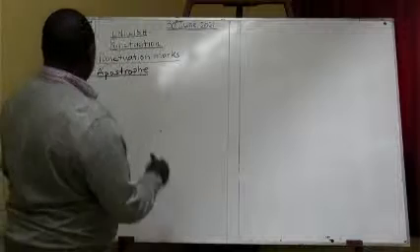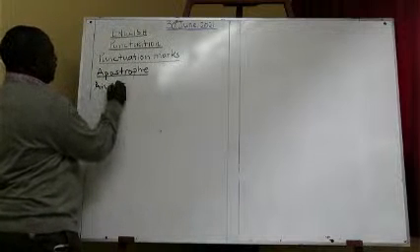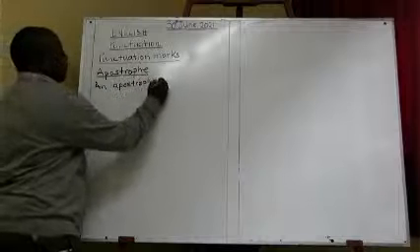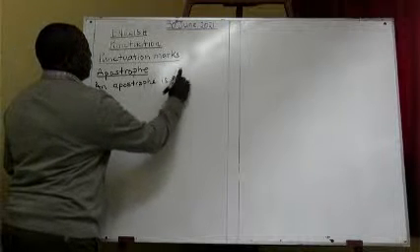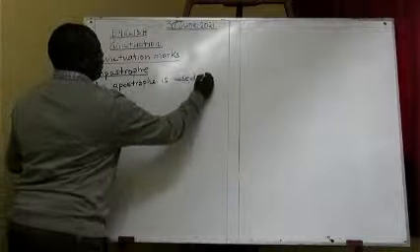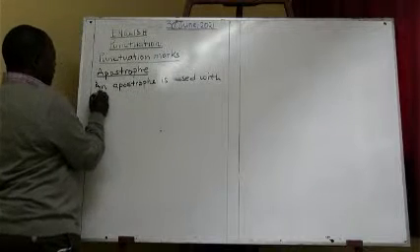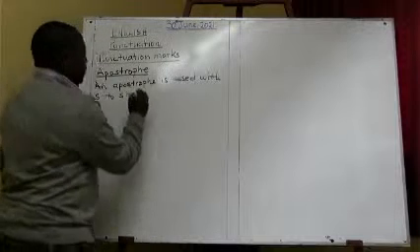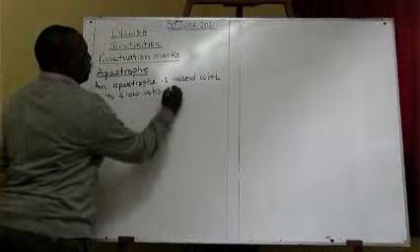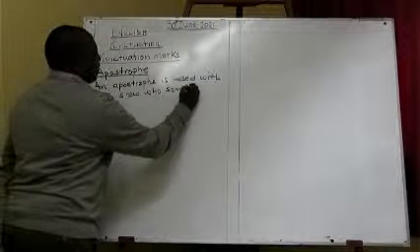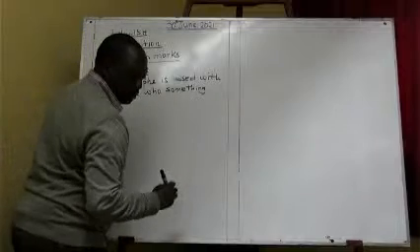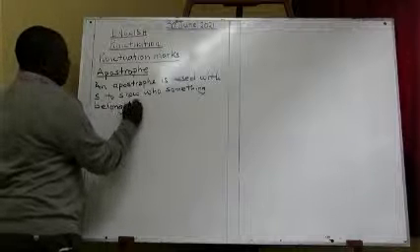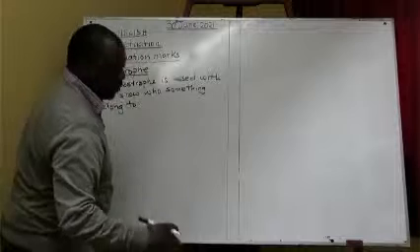Okay, so let's write: an apostrophe is used with S to show who something belongs to. Okay, so we're going to look at a few examples.